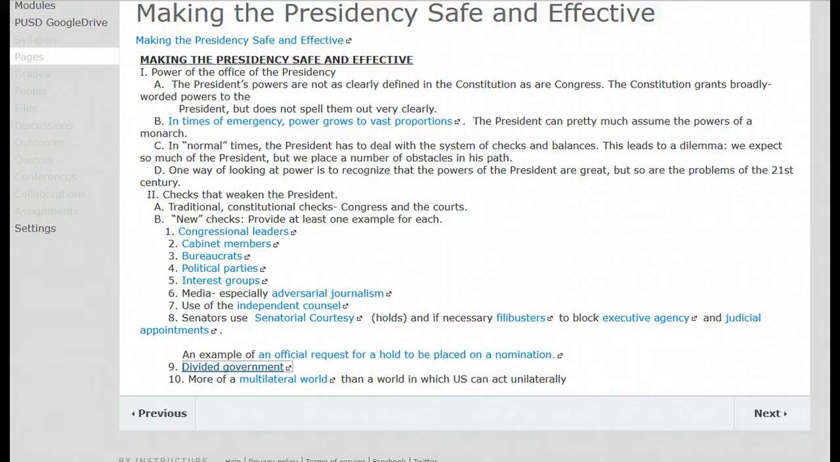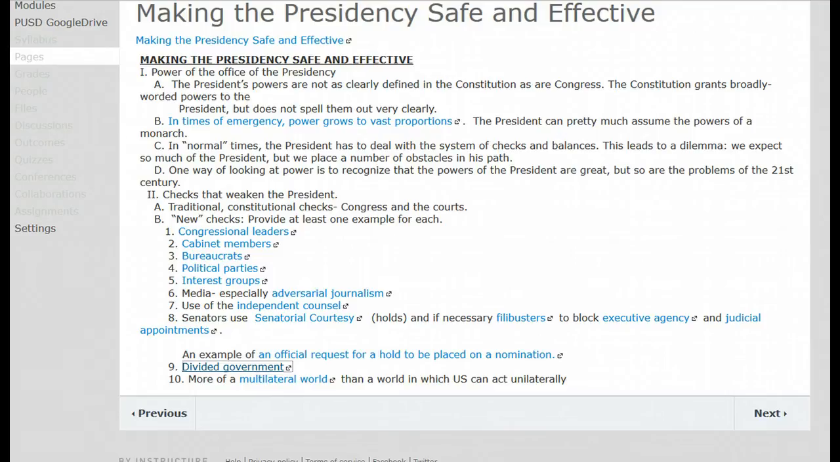This lecture is going to be on making the presidency safe and effective. And really, the focus of this lecture is going to be mainly on ways that we limit the power of the president. But we're going to start with seeing why the president has so much power. Basically, when we read the Constitution, it grants him a lot of powers because it's not really specific.